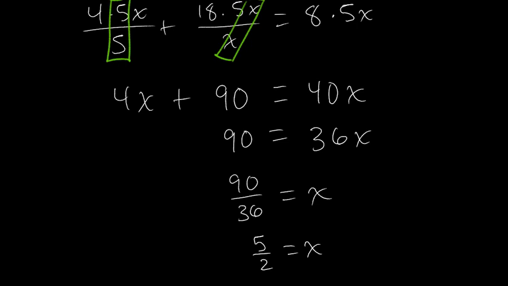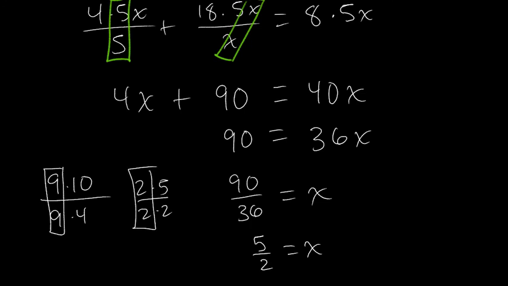Come on. What can I divide? I can divide both by 9, right? 36 divided by 9 is 4. So I could write this as 9 times 10 over 9 times 4 is 36. So that's gone. And the number 10 is 2 times 5. And the number 4 is 2 times 2. So that's gone. So yeah, I'm left with 5 halves is my value of x.